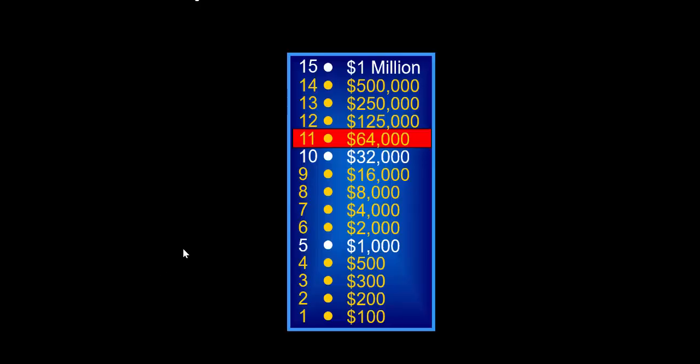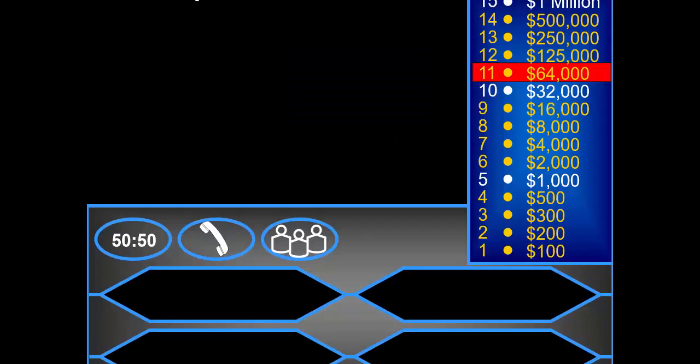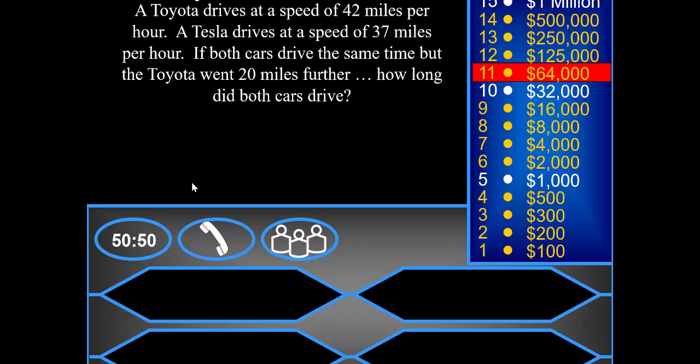The $64,000 question. Let's do it. Here it is. A Toyota drives at a speed of 42 miles per hour. A Tesla drives at 37 miles per hour. Both cars drive the same amount of time, but the Toyota goes 20 miles farther. How long can both cars drive? We're going to want to use the distance equals rate times time formula to solve this one. Go ahead and pause the video now, and we'll see how you do.